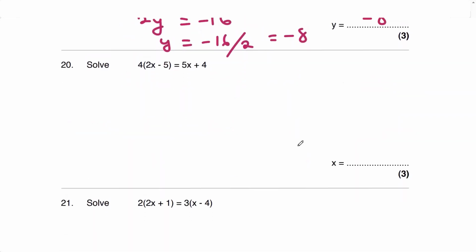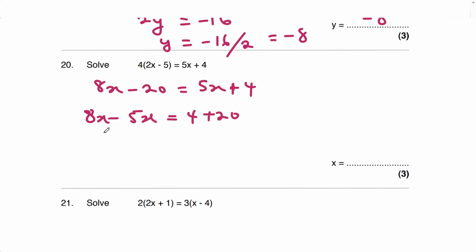And number 20, again, we have to expand the bracket. So definitely we have 8x minus 20 is equal to 5x add 4. Now, the next thing we need to do is to subtract 5x on both sides. So we have 8x minus 5x is equal to, and then add 20 on both sides of the equation, so 4 plus 20. Now, this simplifies to 3x is equal to 24. To get x, you have to divide 24 by 3. Then you get 8. So x is 8.